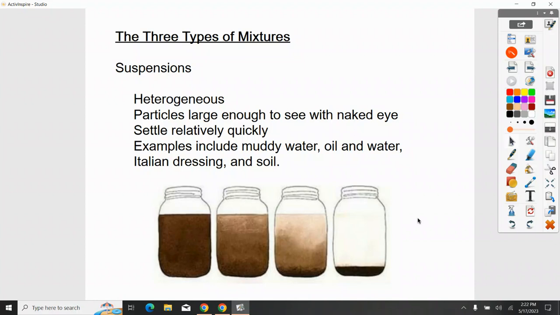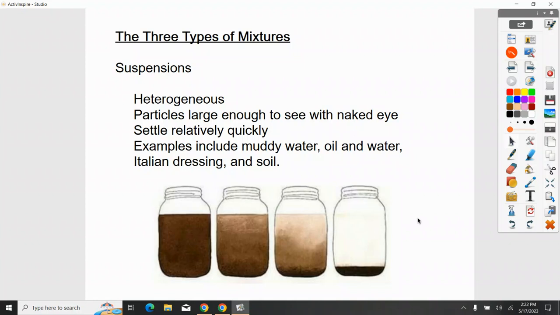They are physical, which means that there are no new substances formed when you make a mixture. So, for example, when you mix salt and water together to make salt water, it's still just salt and water. You have the two things in the same place at the same time, and that's really all a mixture is. Those mixtures can be classified into three different types: suspensions, colloids, and solutions. The suspension is a heterogeneous mixture, which means it's the type that doesn't mix evenly.